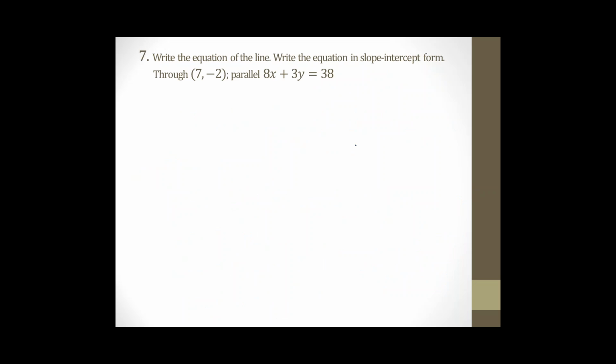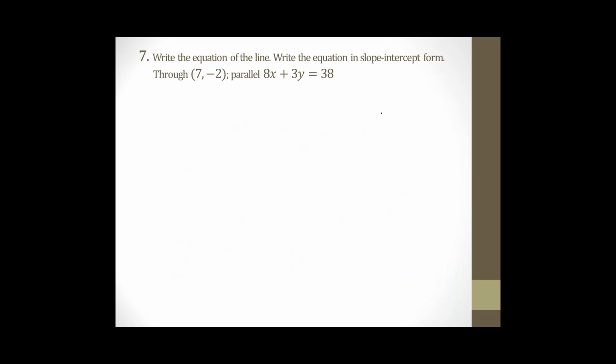Okay, so write the equation of the line. Write the equation in slope-intercept form. So the information that's given to us is that our equation needs to go through the point 7, negative 2, and it needs to be parallel to 8x plus 3y equals 38.